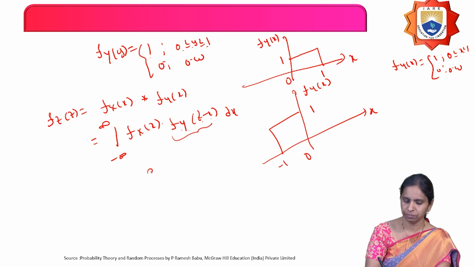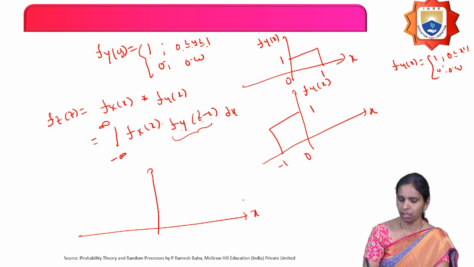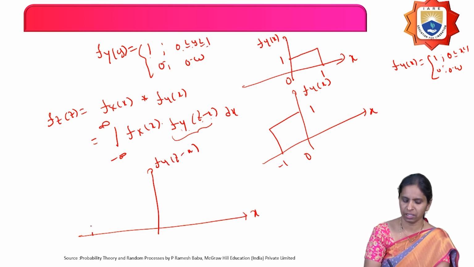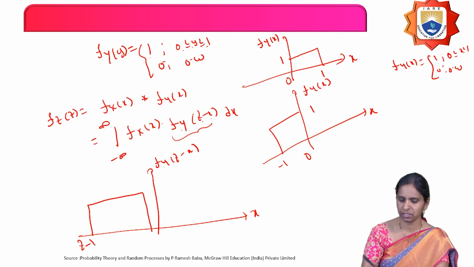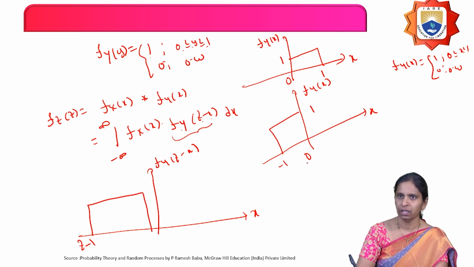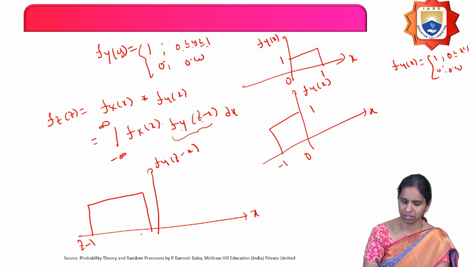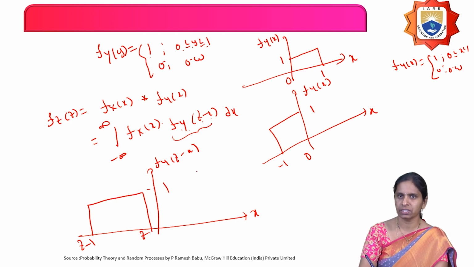Then plot the signal fy of z minus x. We just advance this by z units. So if you advance this by z units, what can you obtain here? The lower limit is z minus 1, and then here z plus 0, nothing but z, and this value is equal to 1. So this is nothing but fy of z minus x, and previously you have plotted the fx of x.